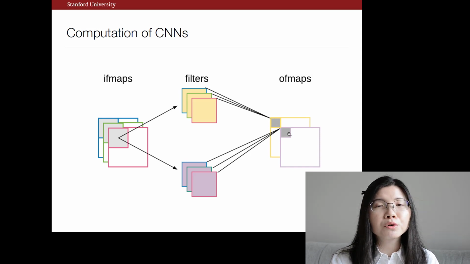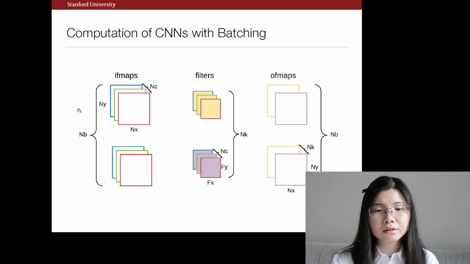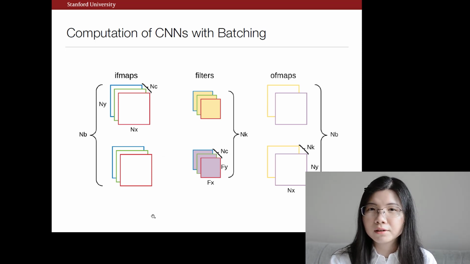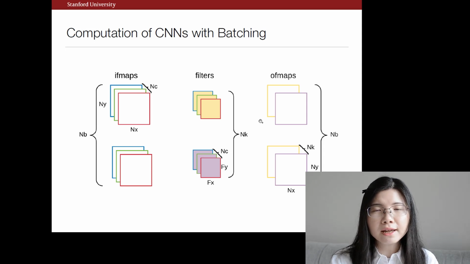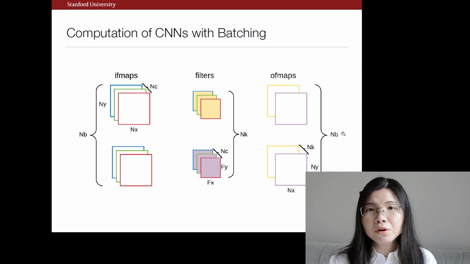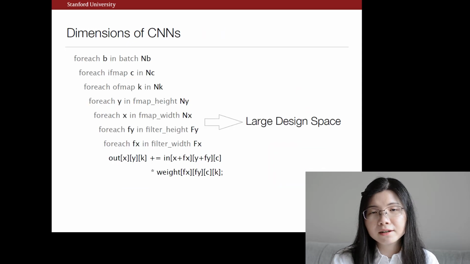One common method to improve energy and performance is to use batching. Instead of feeding one image at a time, we feed multiple of them. So now we have notations for all the dimensions of DNN computations: Nx, Ny for IF map width and height, Nc for the channels, Nk for the number of filters, and Nb for the batch. We realized the computation of DNN can be nicely described as 7 nested loops. From outermost to innermost, the loops are the batch dimension, IF map, OF map dimension, feature map height, feature map width, and filter height and filter width dimensions.